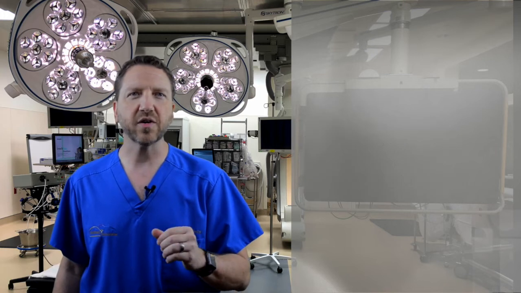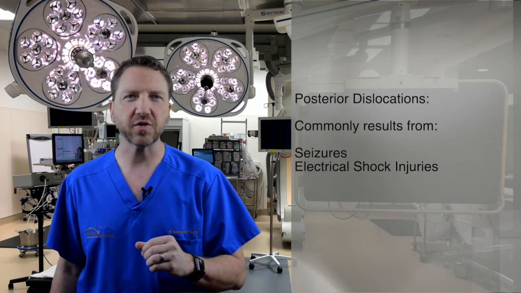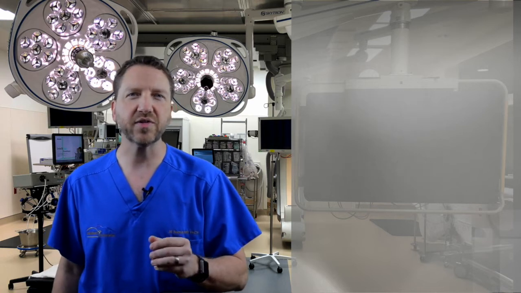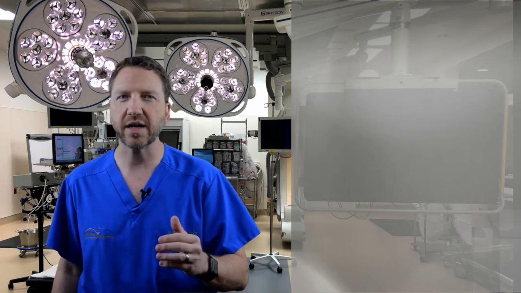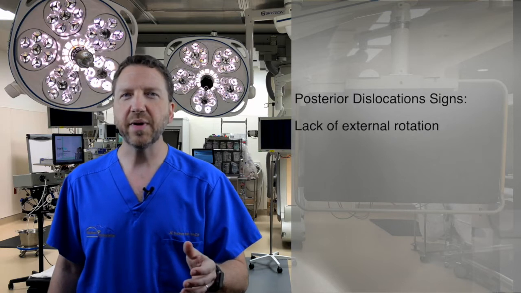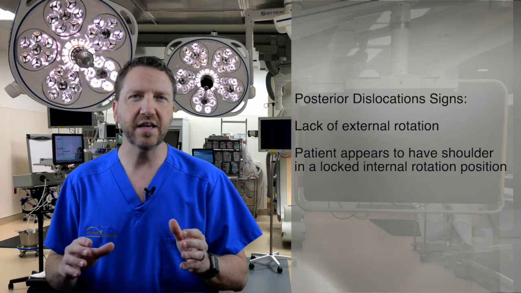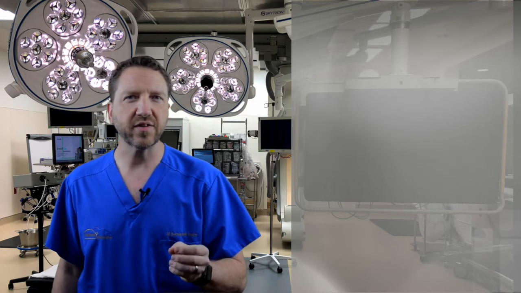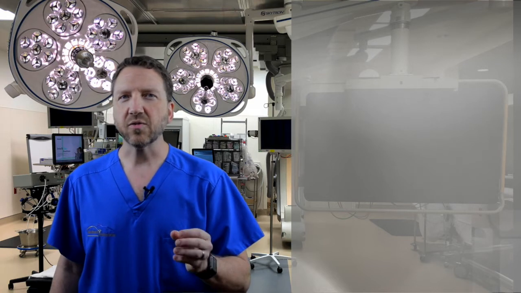Posterior dislocations are more often the result of seizures or electrical shock injuries and can be missed on plain film x-rays due to the direct posterior dislocation of the humerus from the glenoid. Signs include lack of external rotation of the shoulder, with the patient appearing to have their shoulder in a locked internal rotation position. An axillary x-ray view is usually necessary to make the diagnosis. The reading usually will be described as having a reverse Bankart and/or Hill-Sachs lesion.